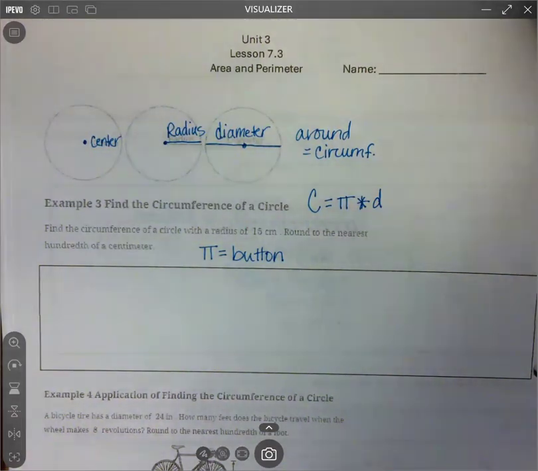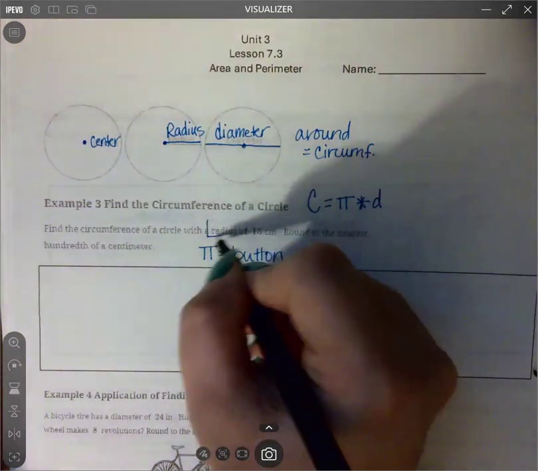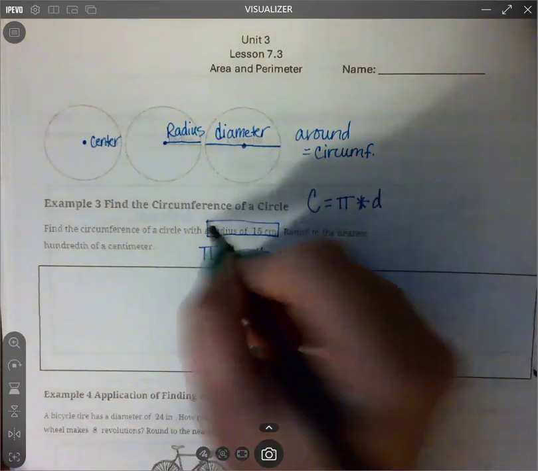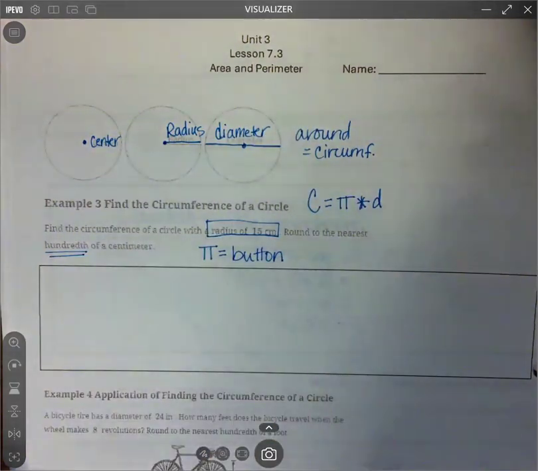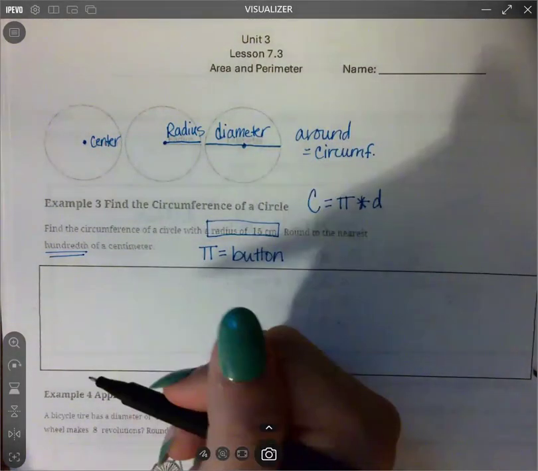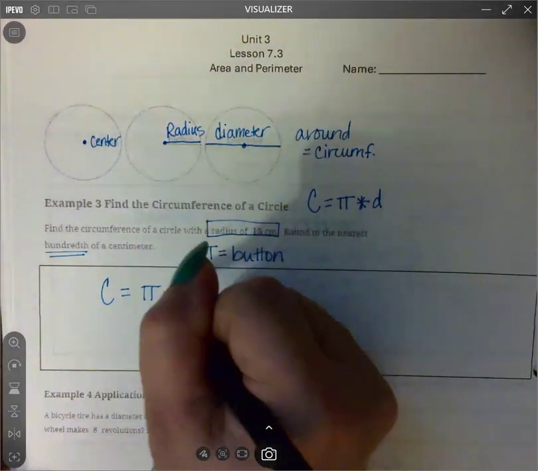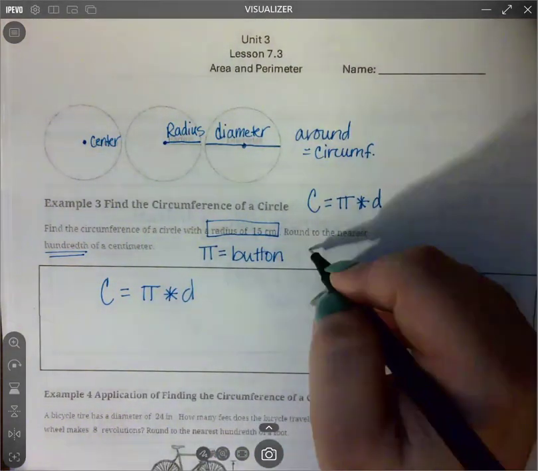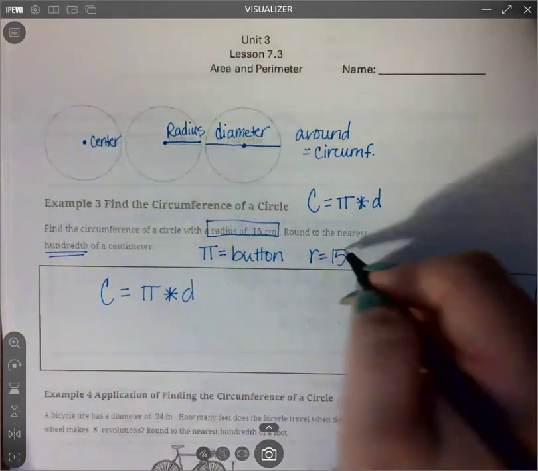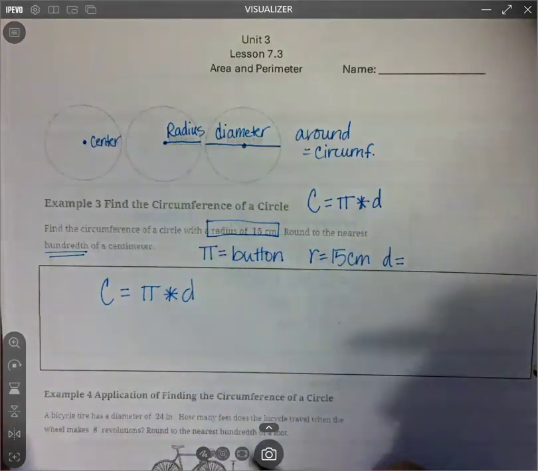So for this particular problem, it says, find the circumference of a circle with a radius of 15 centimeters. Then round to the nearest hundredth, which is 2 decimal places of a centimeter. So we start out by writing our formula. And they've given us the radius. So if the radius is 15 centimeters, what would the diameter be?